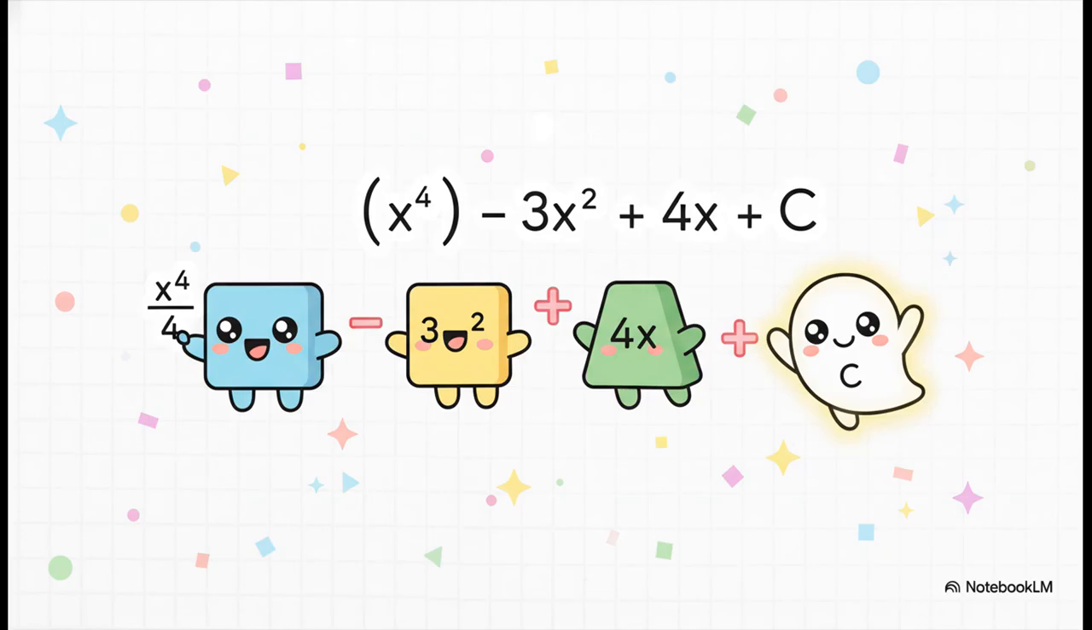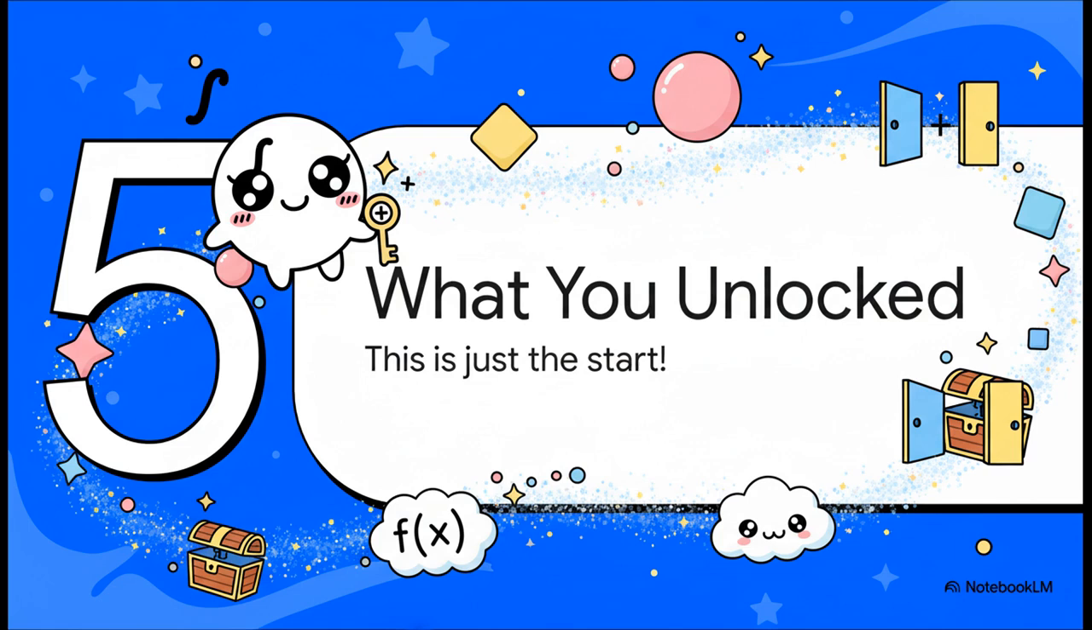Now we just put all our pieces back together. We've got our x to the 4th over 4 minus our 3x squared plus our 4x. And we absolutely cannot forget our little ghost friend, plus C. And there it is, our final answer. See? Not so bad, right? You just did it. You solved your very first integral. That is awesome. And believe me, this is a huge new skill you've just unlocked.